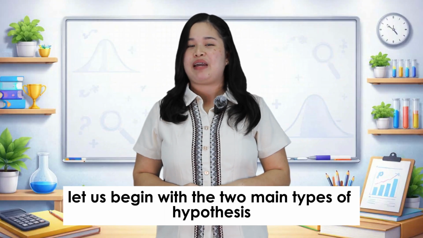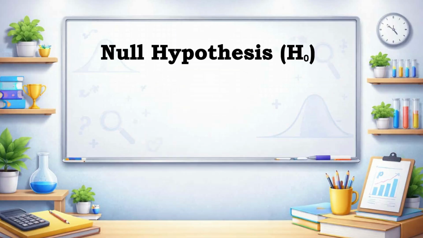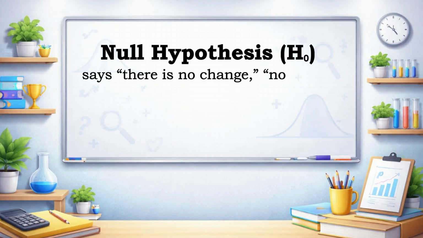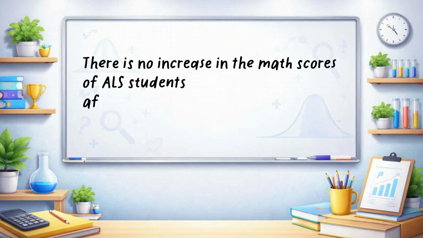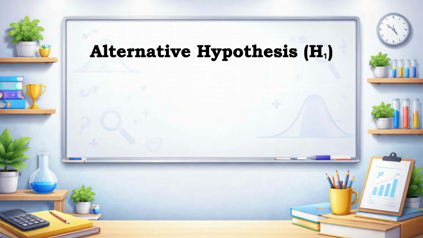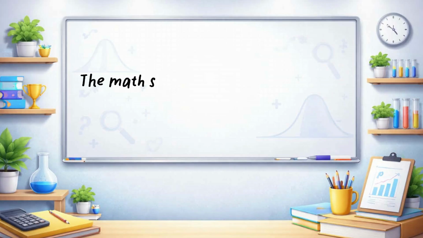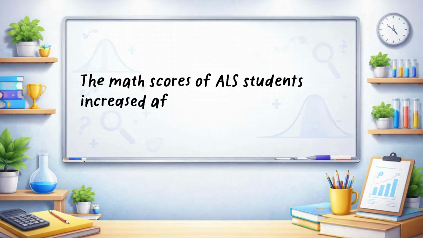Let us begin with the two main types of hypothesis. First one, null hypothesis. It is denoted by the symbol H0. It says there is no change, no effect, or no difference. Example, there is no increase in the math scores of all students after studying for the test. Second, alternative hypothesis, H1. It says there is a change or effect. Example, the math scores of all students increased after studying for the test.